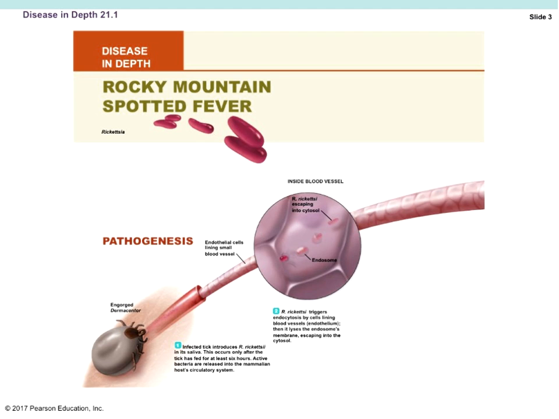Once the Rickettsias get into the body, they're going to trigger the host cells to undergo endocytosis, which actually will take in the Rickettsias, and the cells that are going to come in first contact with it are going to be your blood vessels, or the endothelium.